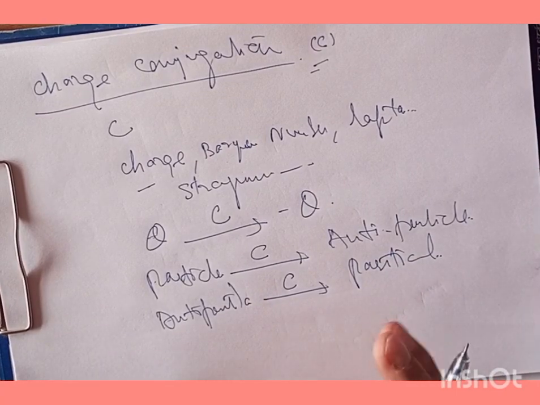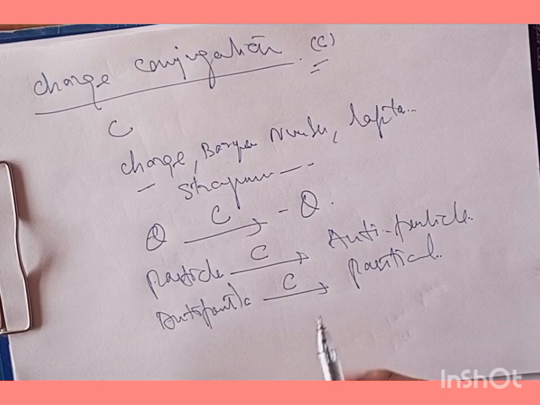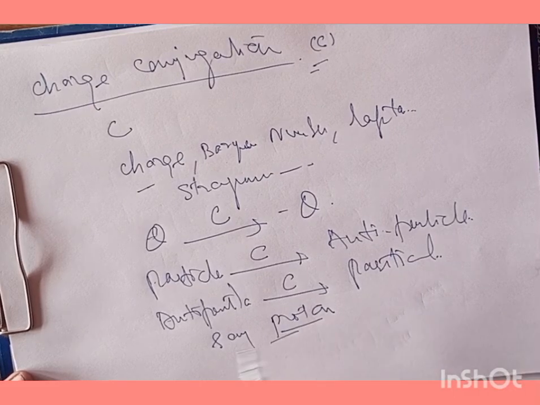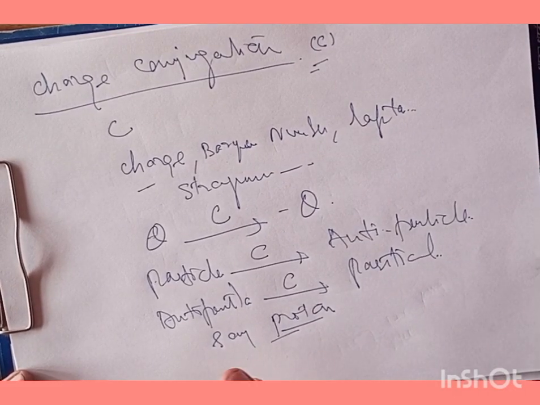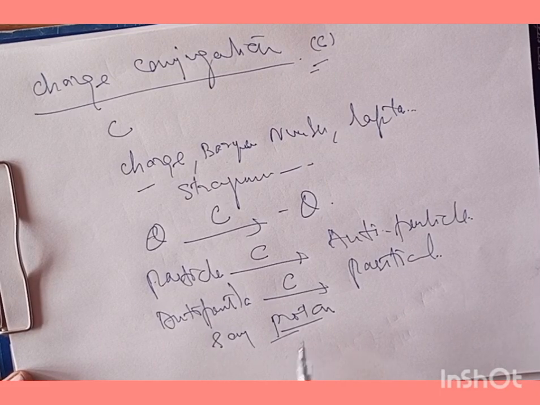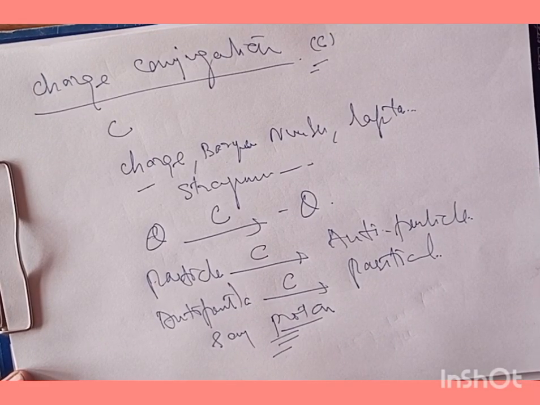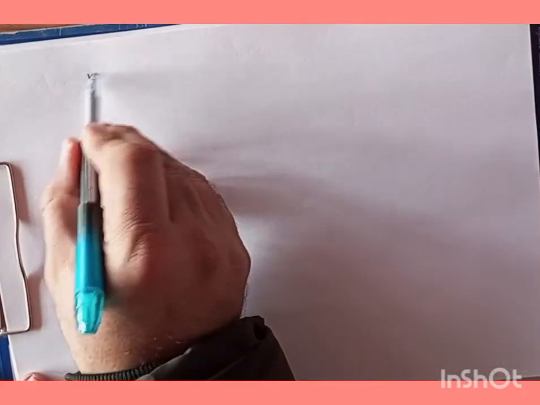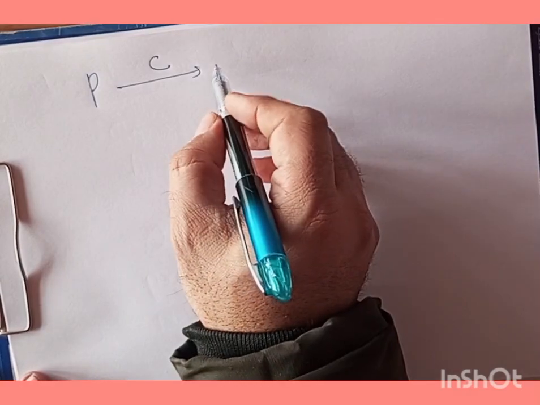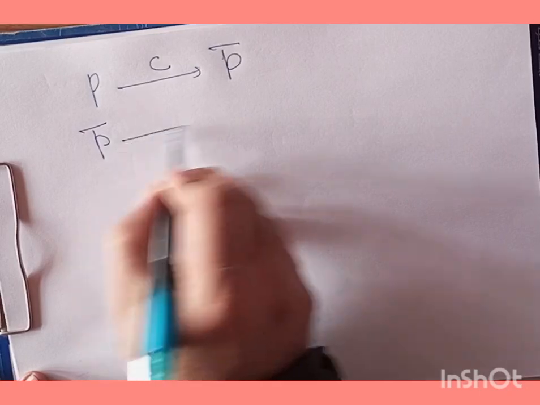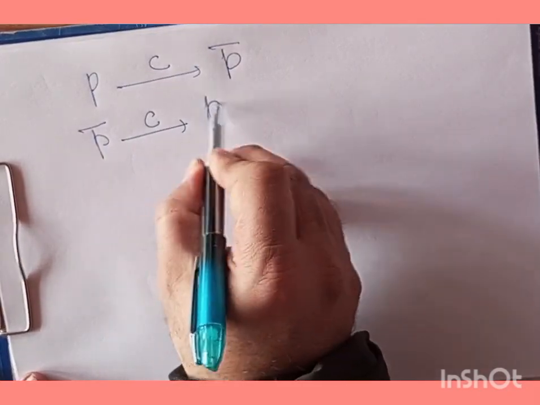So what it means is that the quantum mechanical state of a particle, say a proton, under the charge conjugation operator C is transformed into an antiproton. If I have a proton and I operate it by C, I will get an antiproton. And if I have an antiproton and subject it to C, I will get a proton.